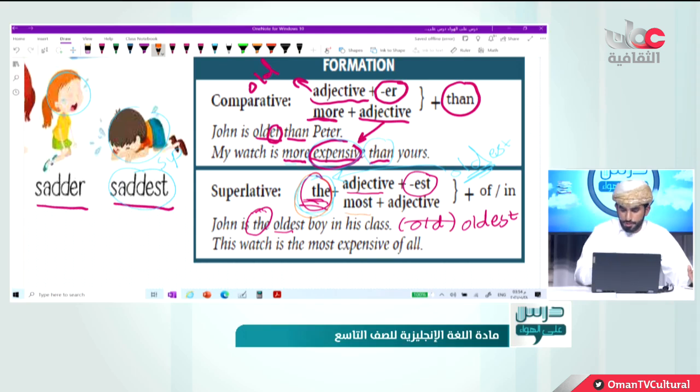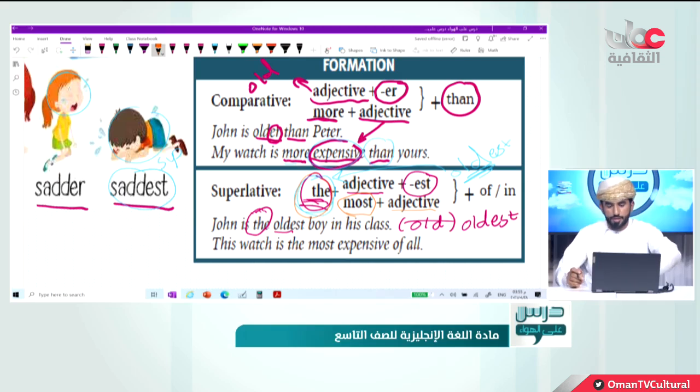And then most. When we're talking about more than one syllable, like the word expensive. Expensive is an adjective that contains more than one syllable. So if the adjective has more than one syllable, then what should we do? Yes, we add most first, preceded by the. So the, then most, very important. There is no way to dismiss it, no way to delete it, and then you've got the adjective as it is. No changes made.